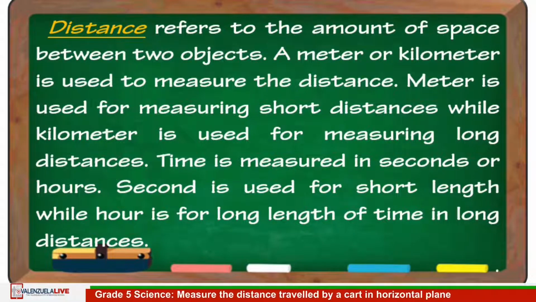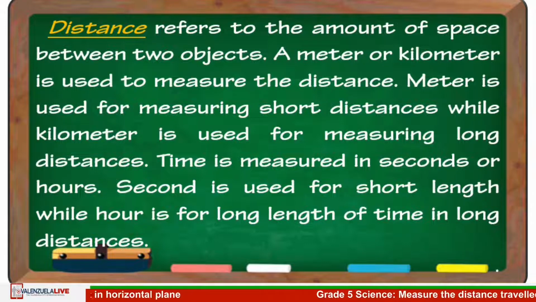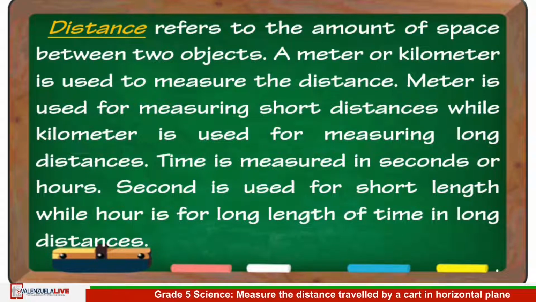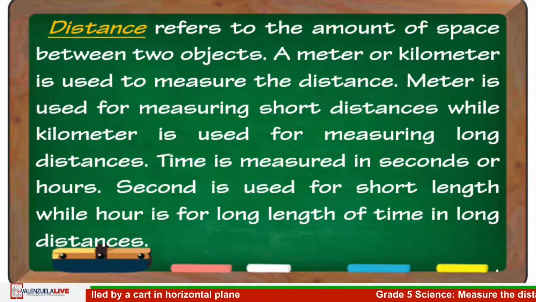Distance refers to the amount of space between two objects. A meter or kilometer is used to measure the distance. Meter is used for measuring short distances, while kilometer is used for measuring long distances. Time is measured in seconds or hours. Second is used for short length, while hour is for long length of time in long distances.